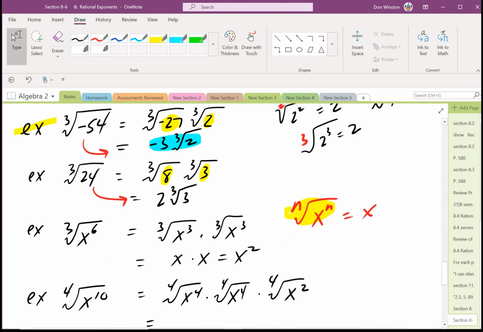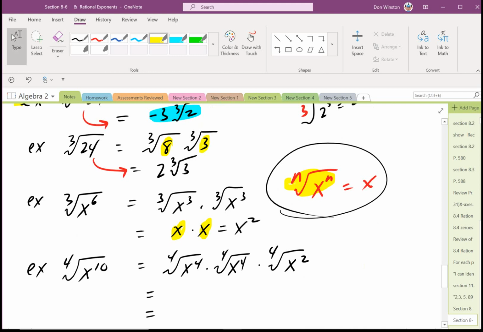When we take a look at the next example, what's the cube root of x to the 6th? Simplify it. I'll make use of that property I just talked about, and I'll break up x to the 6th as x to the 3rd times x to the 3rd. So I have the cube root of x to the 3rd times the cube root of x to the 3rd. Now I know that the cube root of x to the 3rd is just x, and the cube root of x to the 3rd is just x, and so x times x is x squared.